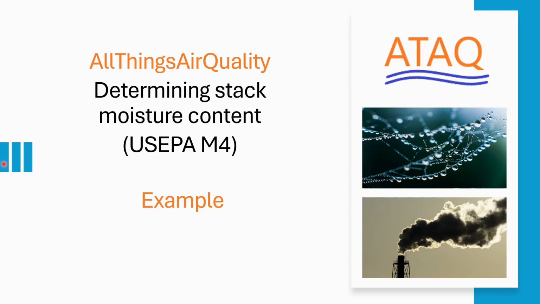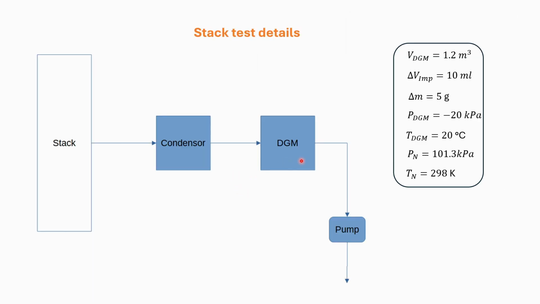This is the fifth video in the series and it is a follow-up on the fourth video on how to determine the stack gas moisture content using EPA Method 4. This is just an example of the calculation. You went to site and these are the parameters that were recorded.